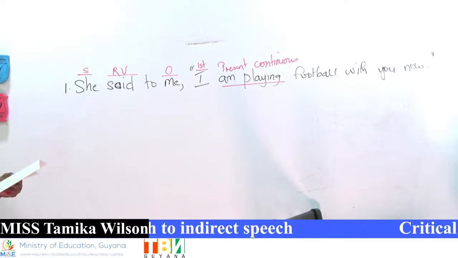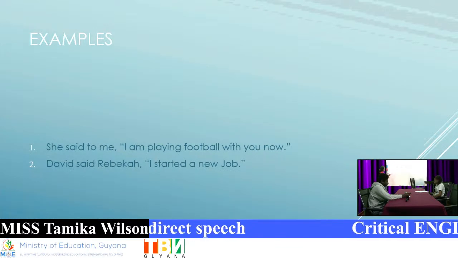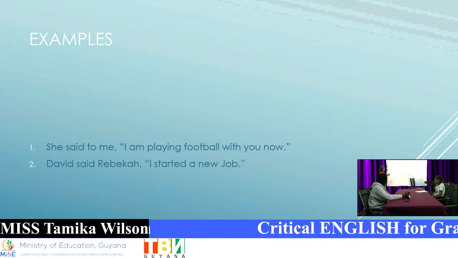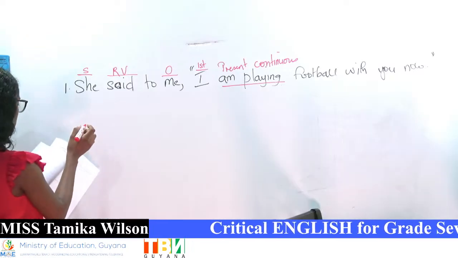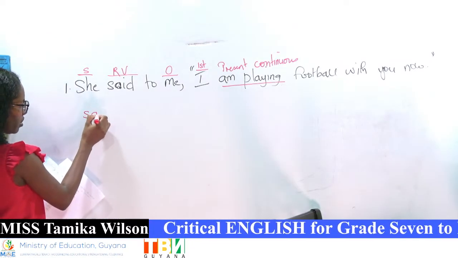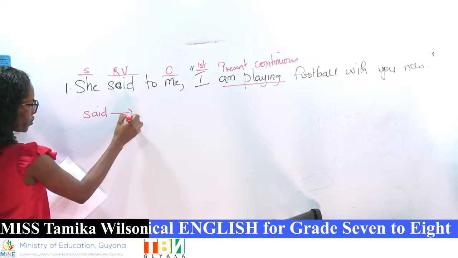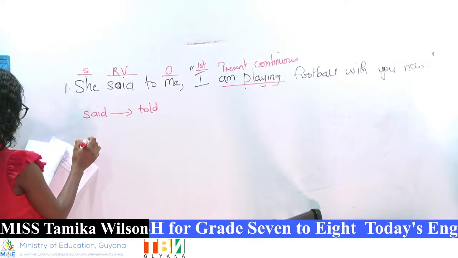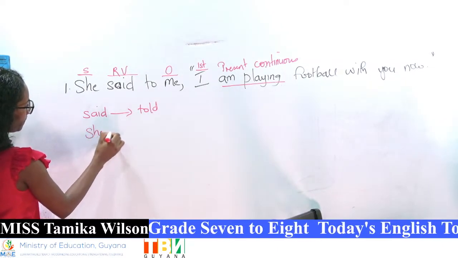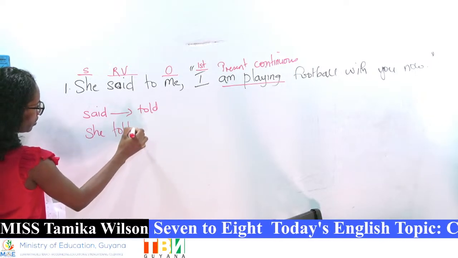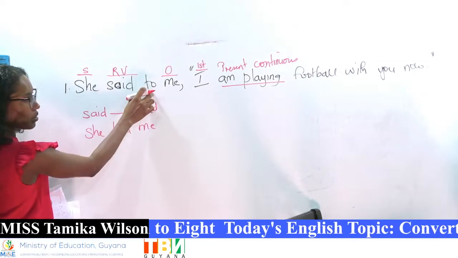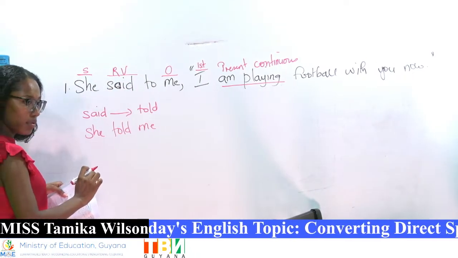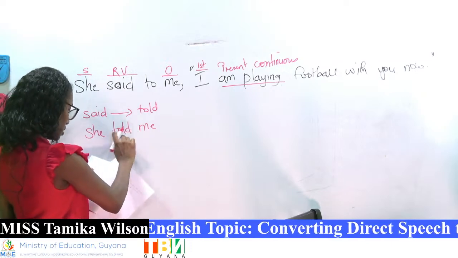Yes, miss. All right, so what are we to do now? Change the reporting verb. The reporting verb "said" becomes what? Told. All right. So now we are saying what? She told me. We have to take out "to," yeah? Yes. So "said to" becomes "told." She said, she told me.